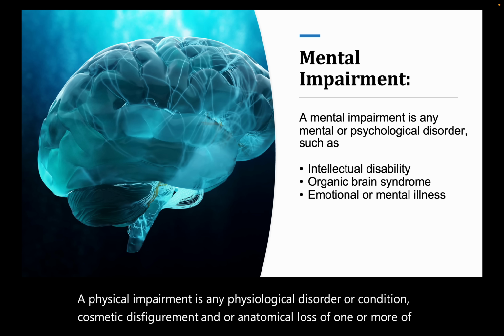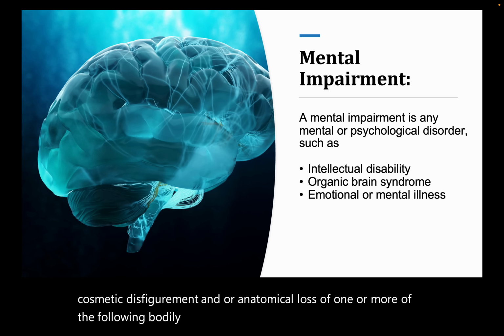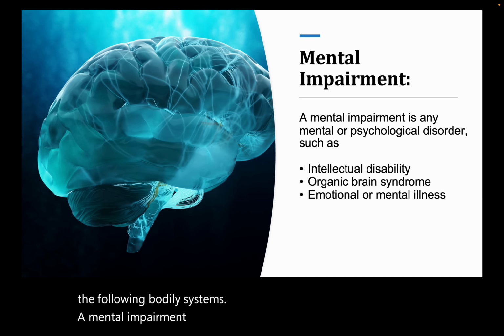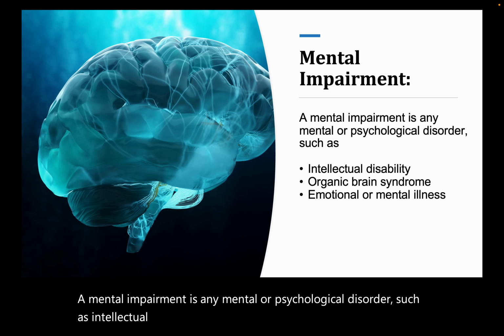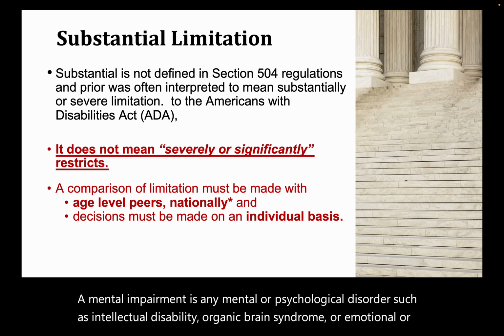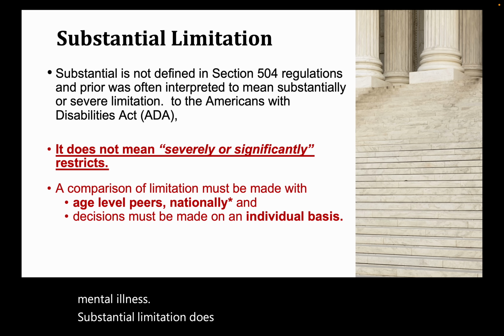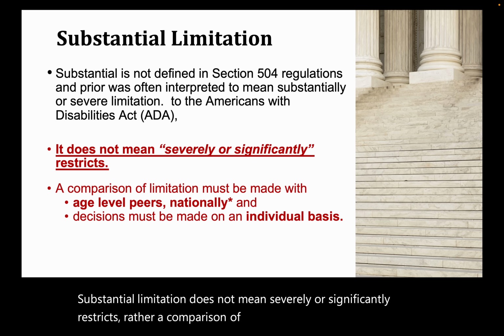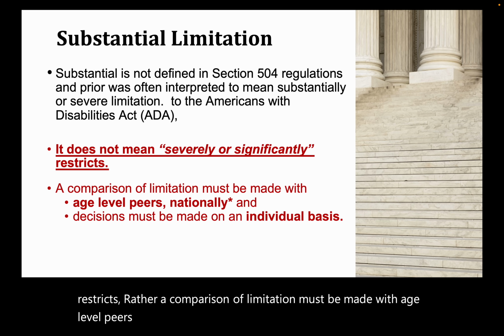A mental impairment is any mental or psychological disorder such as intellectual disability, organic brain syndrome, or emotional or mental illness. Substantial limitation does not mean severely or significantly restricts. Rather, a comparison of limitation must be made with age-level peers, nationality, and decisions must be made on an individual basis.